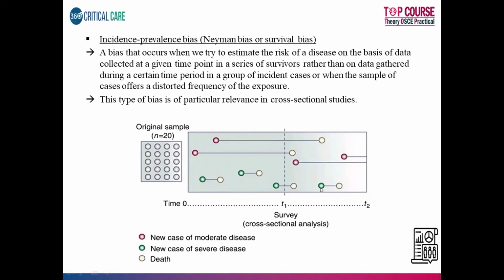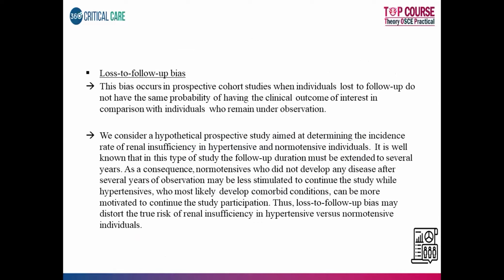So this will not reflect the true risk ratio, which is actually 1. But when you are calculating at one particular time at T1, then it is 0.5. Okay, so this is the bias which is present in the incidence prevalence bias. So you need to measure over a period of time. If you measure at a single particular time, then you will not be able to get the proper risk ratio. Okay, so this is about the incidence prevalence bias.